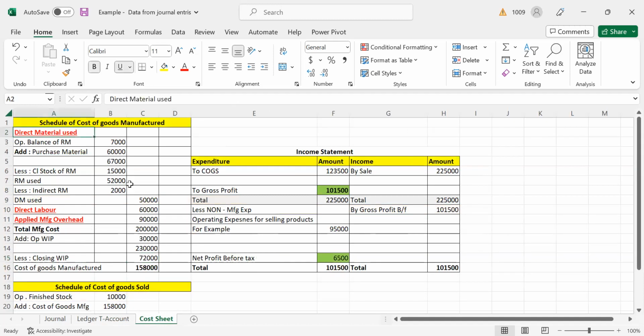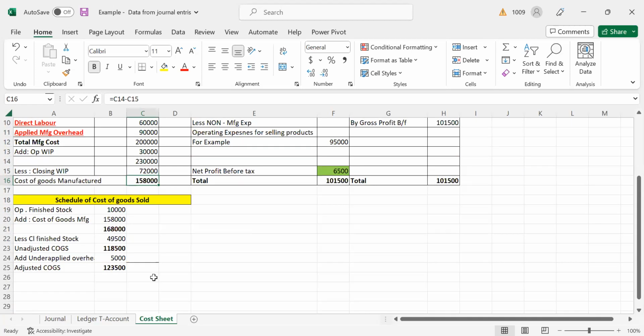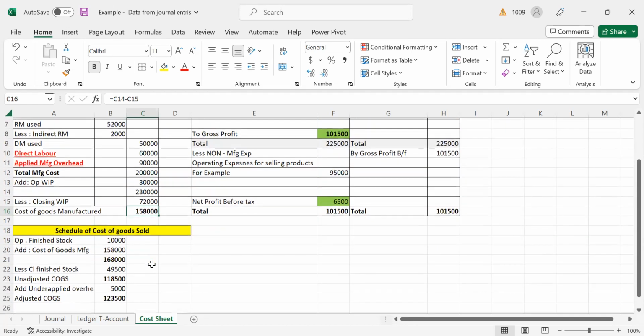It means direct material, direct labor, then applied manufacturing overheads, add opening work in progress minus closing work in progress. This is opening and this is the closing. The cost of goods manufactured at the time of manufacturing of the goods, right? So this is the total cost of goods manufactured. So once we found this one, then it will be very easy to find out the cost of goods sold.